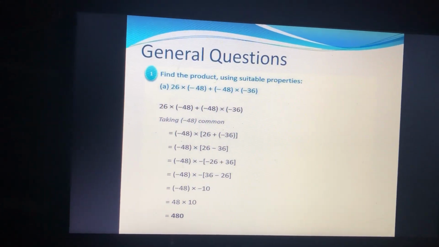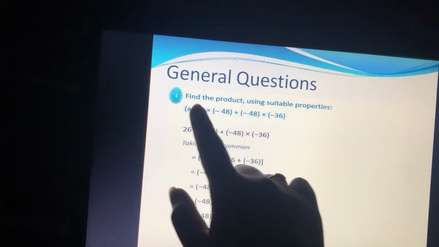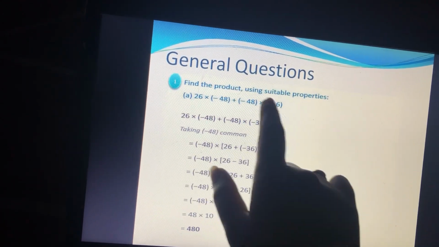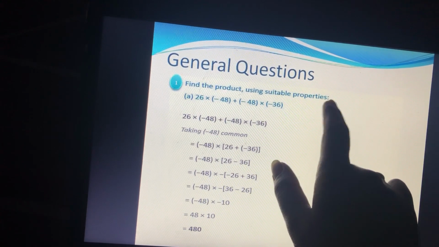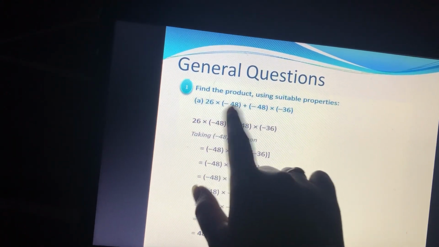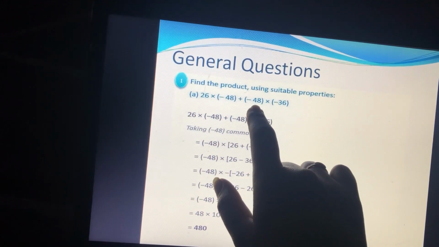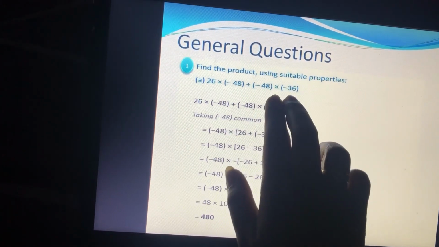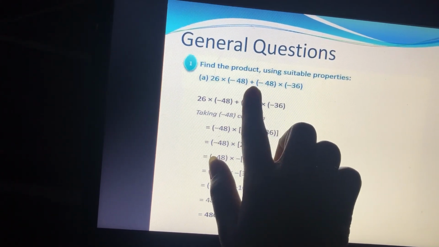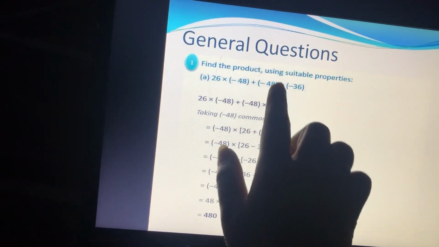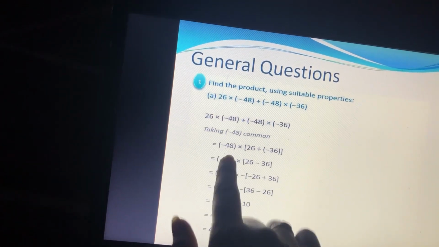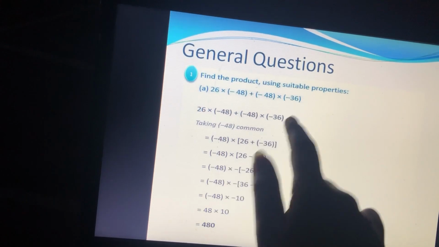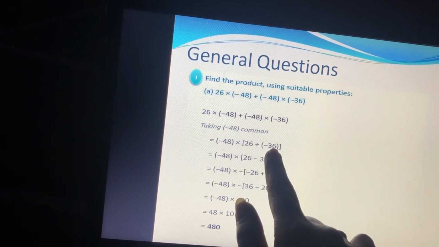Let's see some examples related to the properties, right? Find the product using suitable property. This is an example: 26 multiply minus 48 plus minus 48 multiply minus 36. You can see there is an operation of multiplication, there is also an operation of multiplication, but there is the operation of addition. Here is something common, so we can take minus 48 as common. Minus 48 common लिया, तो we will be left with 26. इसमें minus 48 common लिया, we will be left with minus 36, right?